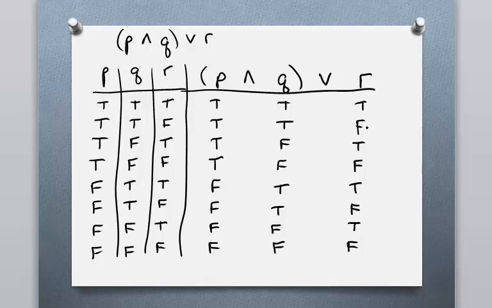So we want to look at P and Q. So we know that if P is true and Q is true, then the AND is also true. If P is true and Q is false, the AND is false. If P is false and Q is true, the AND is false. And if both the P and the Q are false, then the AND is also false.